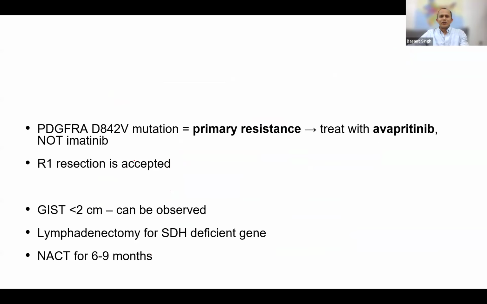So this mutation, we know it has resistance with GIST, and this is the drug that we use. Avapritinib, I don't know how to pronounce it, but this is what is used if you have this type of mutation. R1 resection is accepted. GIST less than 2 centimeter, if it is a gastric GIST, you can observe it. Non-gastric, we have to resect it. If you want to give chemotherapy, it has to be given for at least 6 to 9 months. So these are a few points that we have to remember in GIST.